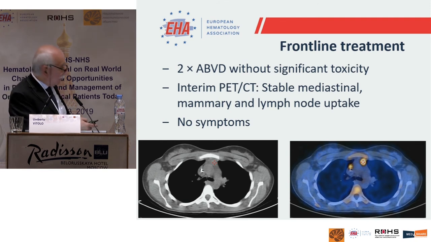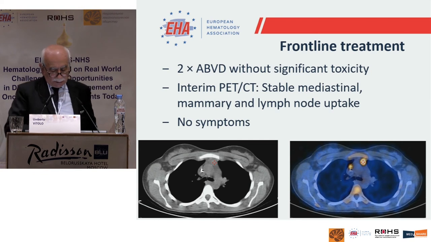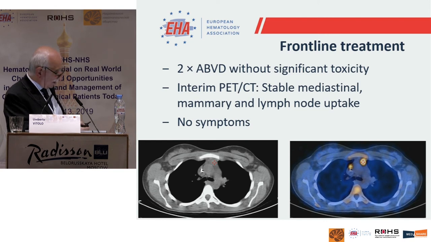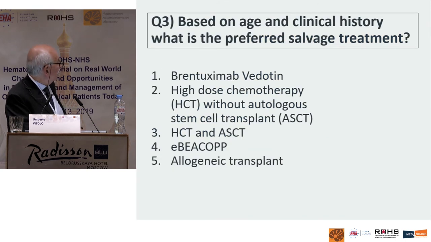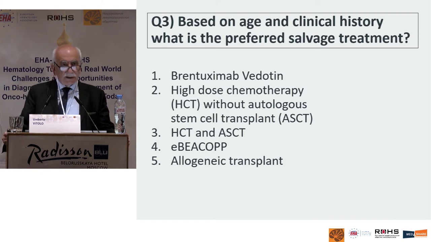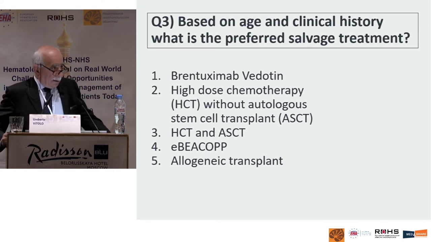Interim PET, unfortunately, showed a Deauville score of 5 with no significant changes in the uptake of the mediastinal and mammary lymph nodes. Maybe the lung lesion was less evident, no symptoms. So we have a patient who failed the first two courses of ABVD, and based on these findings, what is your preferred salvage treatment? You can give brentuximab vedotin now, high-dose chemotherapy without autologous stem cell transplant, high-dose chemotherapy with autologous stem cell transplant, escalated BEACOPP, or allogeneic transplant. Give again your option.